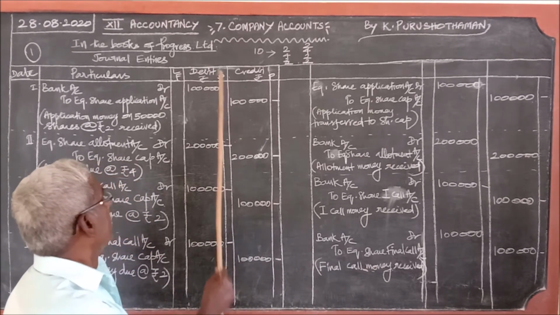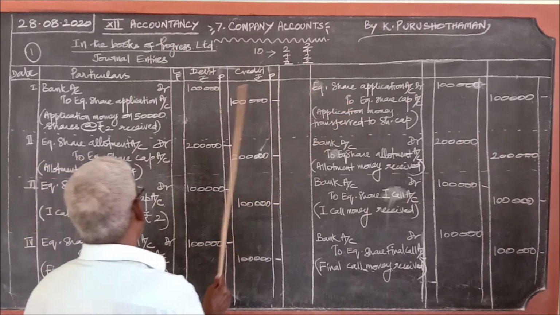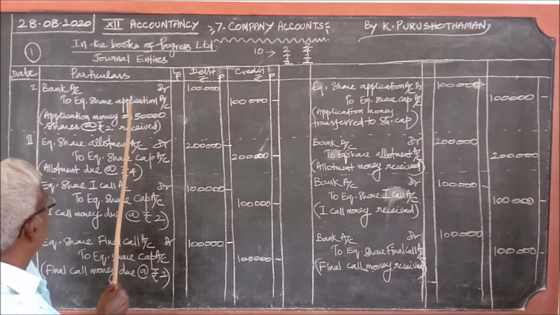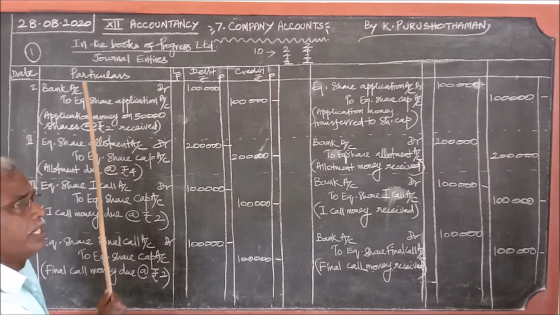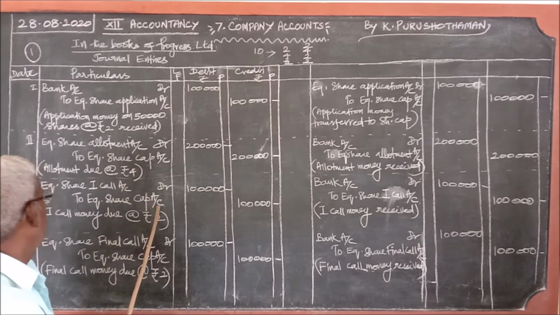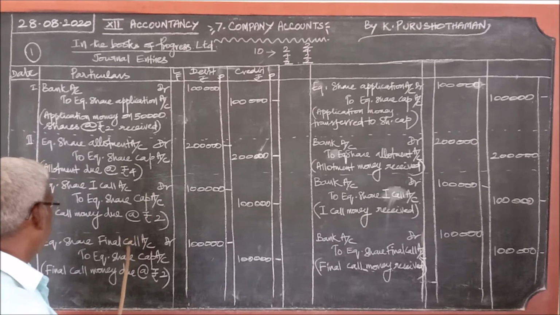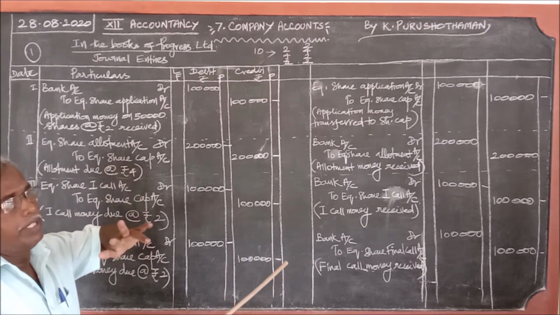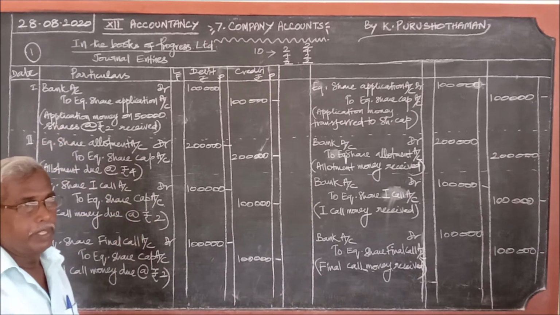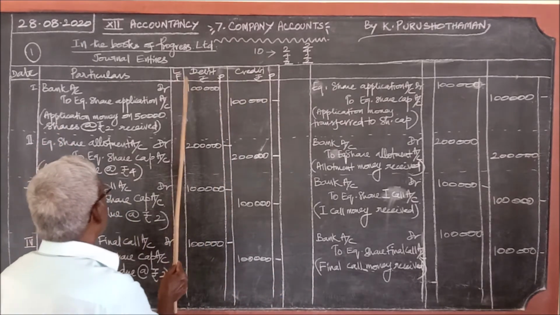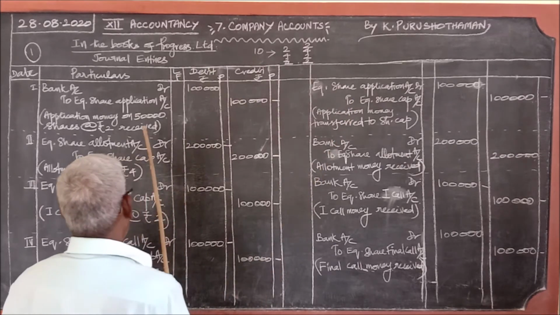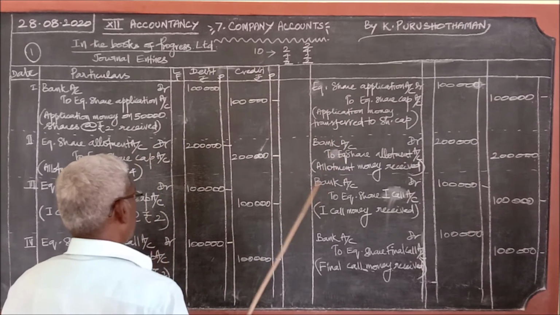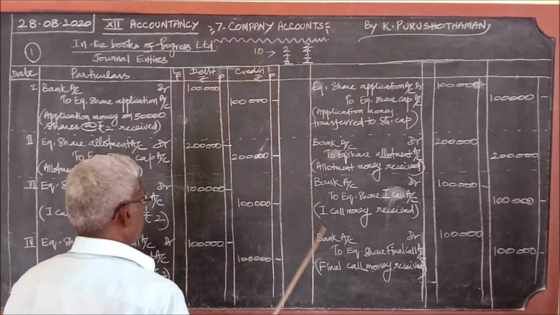Here, the first 2 journal entries, there are 4 stages. First stage, application stage. Second stage, allotment stage. Third stage, first call. Fourth stage, second and final call, we used to say. For each and every stage, there are 2 journal entries. On application stage, these are the 2 journal entries. For allotment stage, these are the 2 journal entries. For first call, these are the 2. For final call, these are the 2.